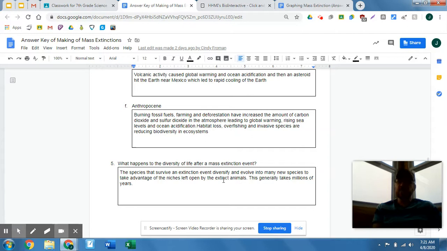Right. And then what happens to the diversity of life after an extinction event? The diversity increases because we have new species evolving, because there were niches, which are ecological roles that animals can take advantage of because they're open. There isn't an animal or plant, a living thing, taking advantage of that role. All right, but that takes a while to happen.